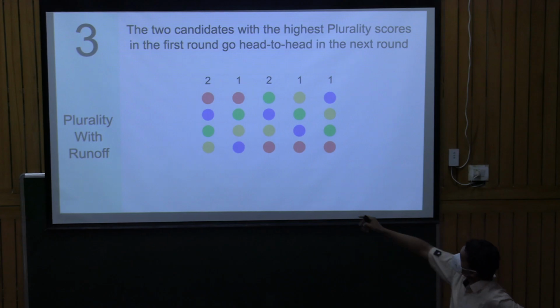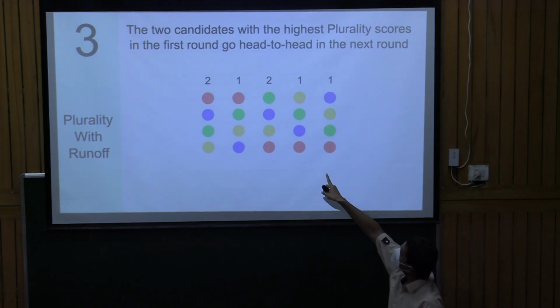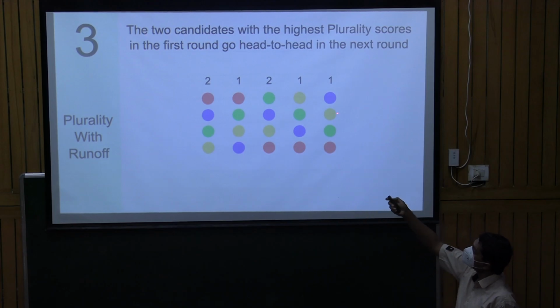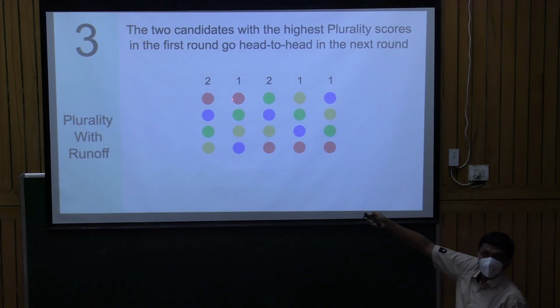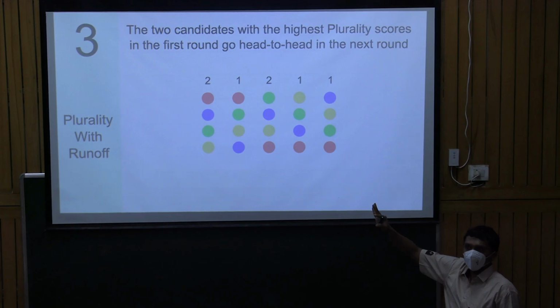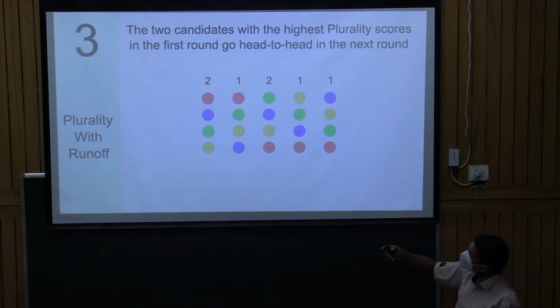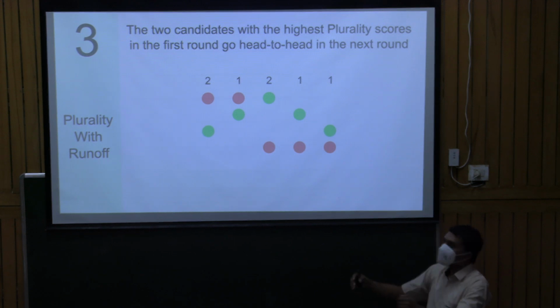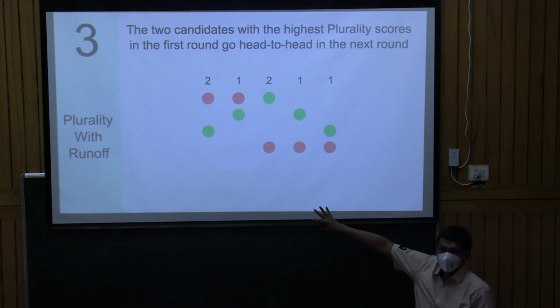So you can see that the plurality score of yellow is 1. For this, we just need to look at the top row. So yellow's score is 1, blue is also 1, green is 2, and red is 3. So red and green are the two candidates with the highest plurality scores, and so it is going to eliminate everyone else. Just keep red and green in the reckoning, and then do a head-to-head between them based on the same votes.